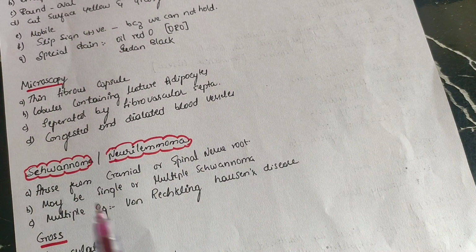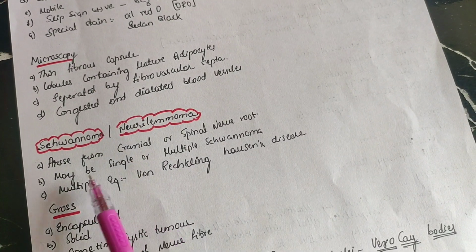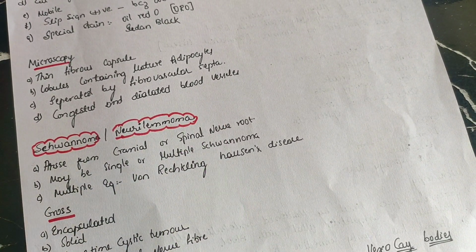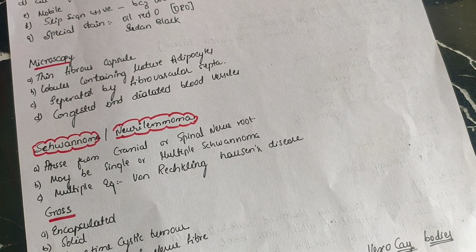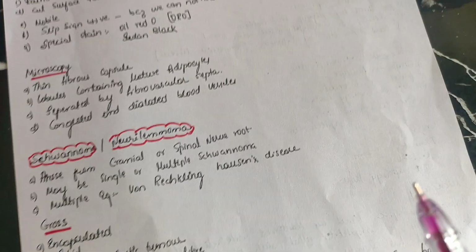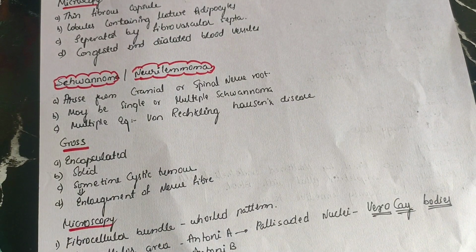Schwannoma is also known as lemmoma. It is also encapsulated, as I already told. It appears in the cranial or spinal nerve root, and it may be single or multiple. The only example of multiple will be von Recklinghausen's disease. This is the only example for multiple schwannoma. And the gross feature will be encapsulated, as already told.